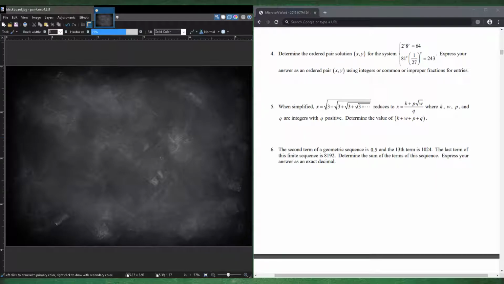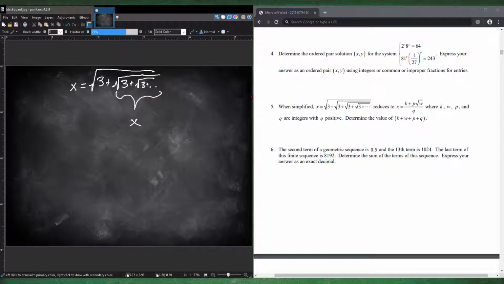Number 5. When simplified, x equals the infinite radical of 3 plus the infinite radical of 3 plus the infinite radical, etc., reduces to this. And then add the coefficients, basically. So this is a really usual question they like to ask. So 3 plus square root 3 plus square root 3 plus etc., right? You just repeat infinitely. So what you have to do is recognize this inside as x.